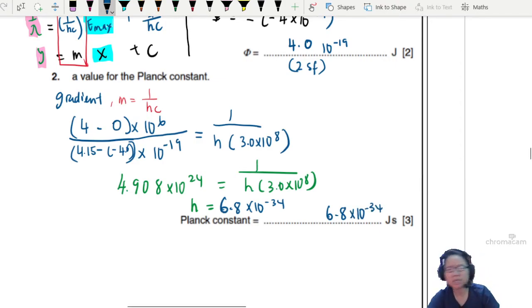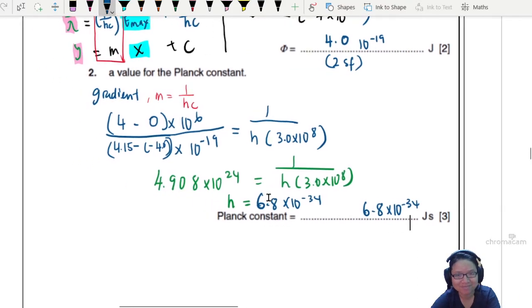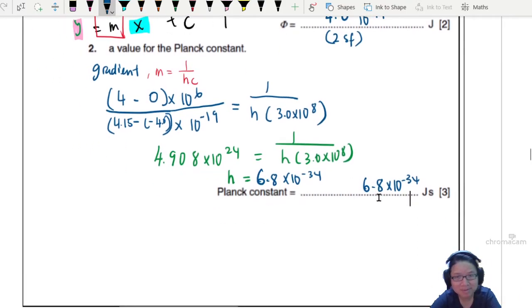Okay, you might be thinking, Miss, the actual value is 6.64. It's the experimental value. Maybe there's some rounding error, some uncertainties, limitations, okay? But this is close enough. The most important thing is the prefix. So if you didn't convert your units in your gradient, the prefix is confirmed wrong. So in front of the number, as long as you get 6 point something, you are good.